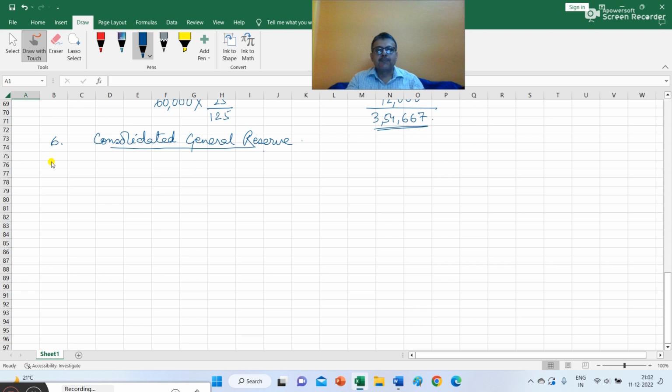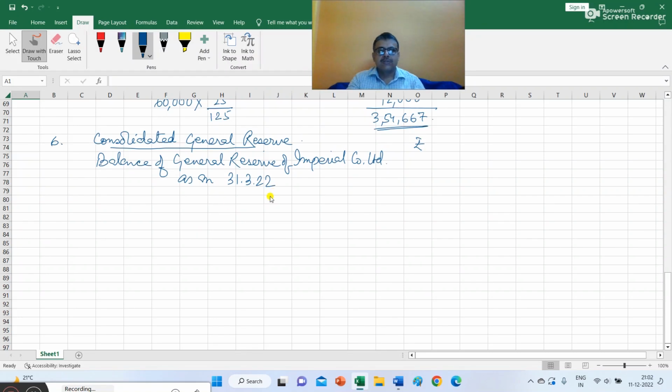So this is point number 6. Balance of general reserve of Imperial Company Limited as on 31st March 22, that is the balance sheet date. It is given in the question, the balance of general reserve of Imperial Company Limited was 4 lakh as on the date of balance sheet.